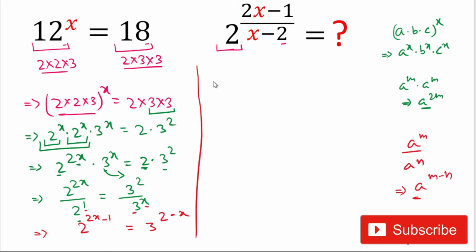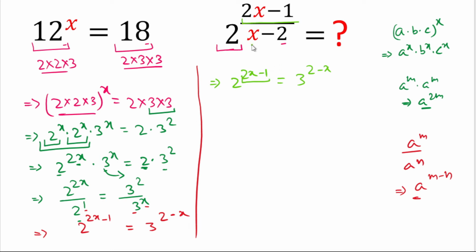Now we'll write it here: 2 to the power 2x minus 1 is equal to 3 to the power 2 minus x. So now we have 2x minus 1 in the numerator, and in the denominator we have to make x minus 2, so we'll raise both sides to the power 1 over x minus 2. That is 2 to the power 2x minus 1, multiplied by the power 1 over x minus 2 on the left hand side, and that is equal to 3 to the power 2 minus x, with the power 1 over x minus 2.